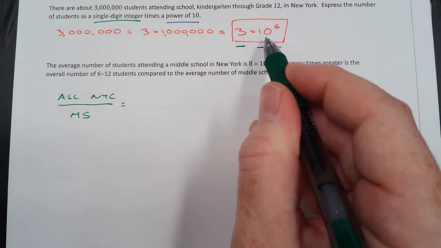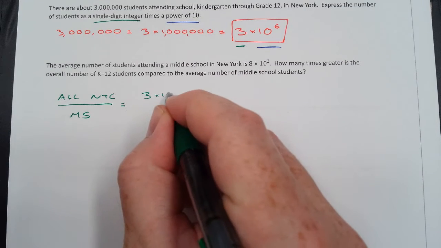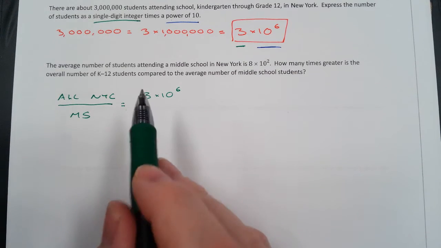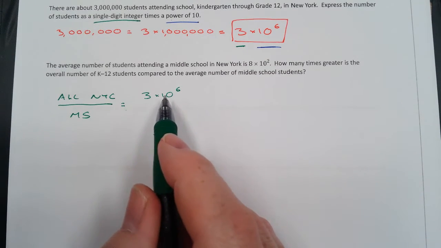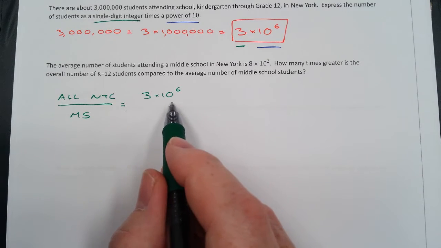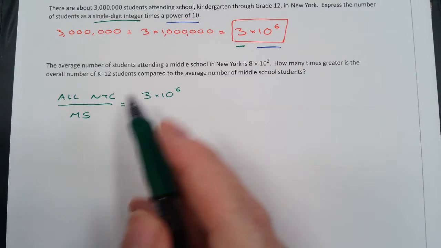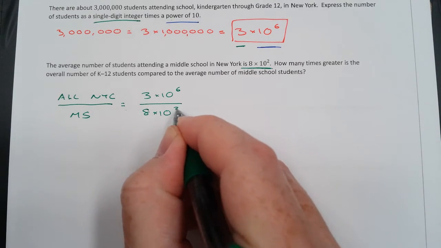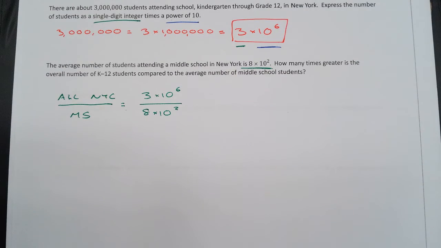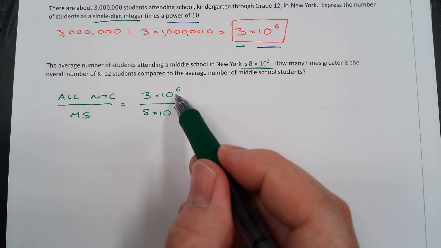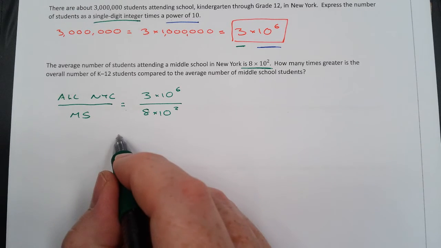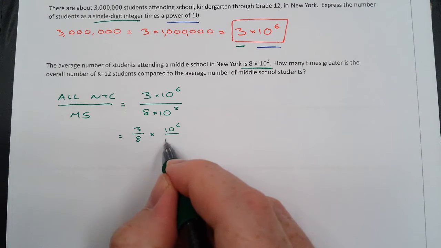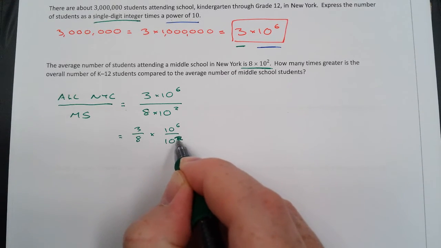Well, all New York, remember, is written like this, 3 times 10 to the 6th. Why am I writing it like this? Because the math is easier. The math is easier when we have exponents. A lot of it is mental math when you can use exponent rules. The middle school is right here, 8 times 10 squared. Now we need to solve this, figure out how many times bigger New York City is. So let's separate the terms.